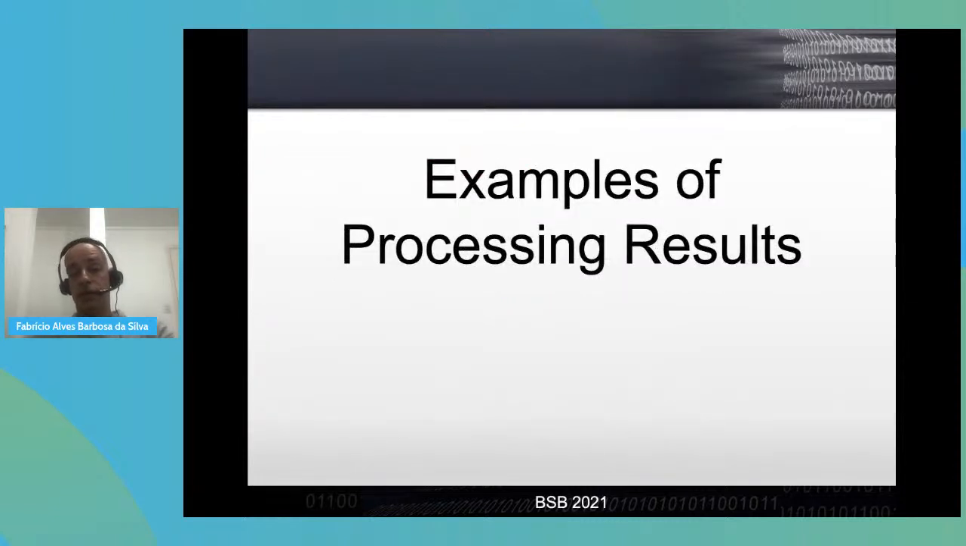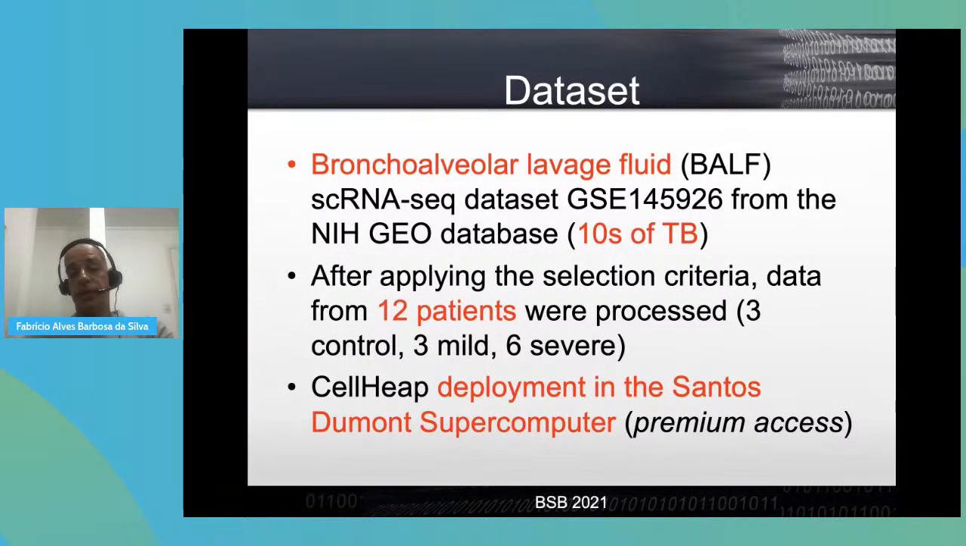So, for some examples of processing results, for the example of the processing results that I present to you today, we use the bronchoalveolar lavage fluid dataset that's available from the NIH GEO database. What's important here is that this dataset has data from only 12 patients, 3 control, 3 patients with mild symptoms, and 6 patients with severe symptoms.